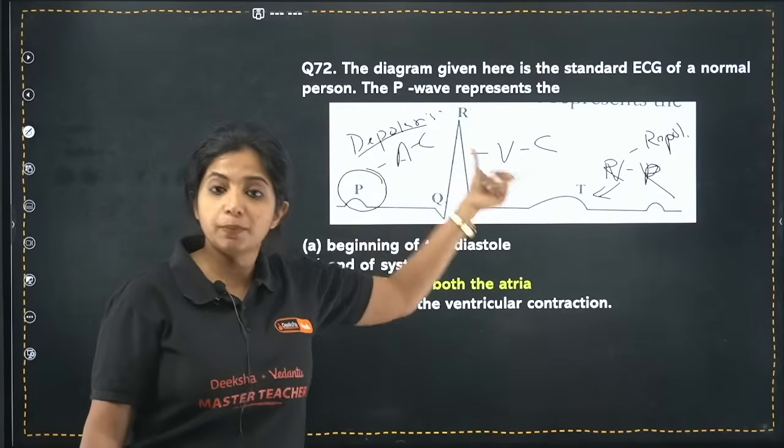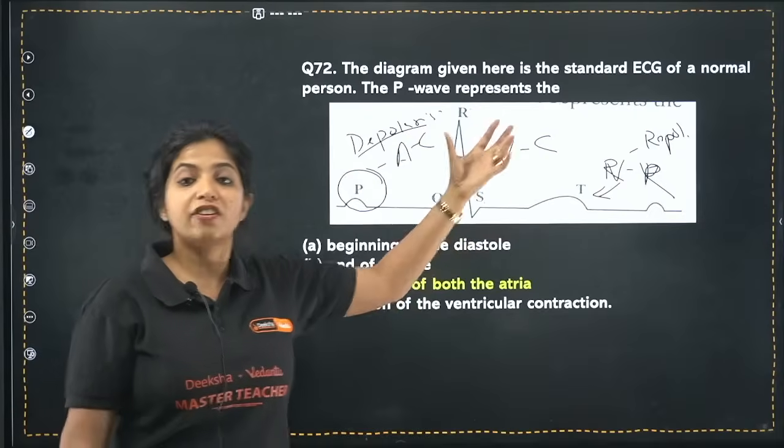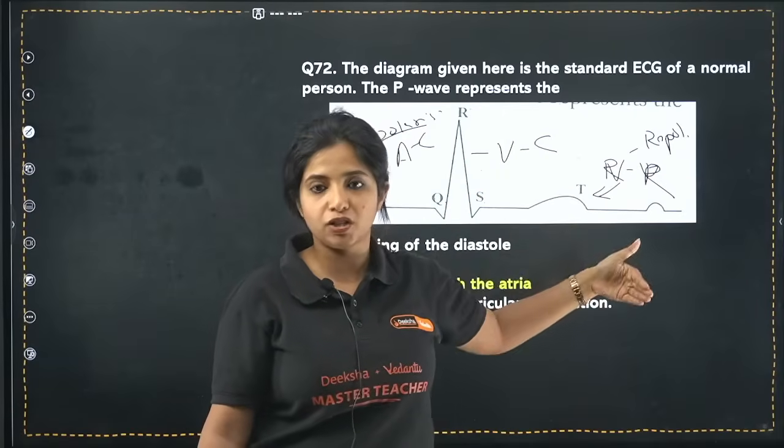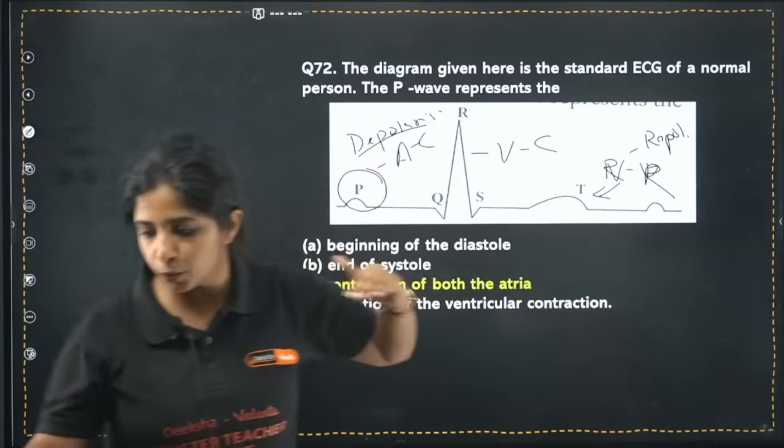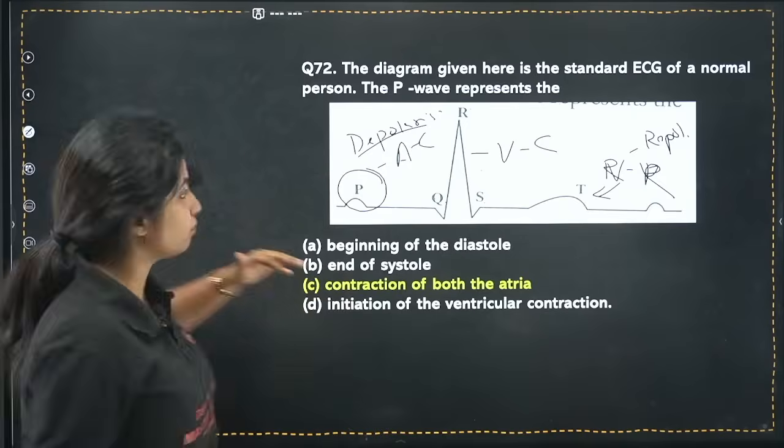Contraction happens because of depolarization in both of these cases. Relaxation happens because of repolarization. R for relaxation, R for repolarization. I hope this is okay.